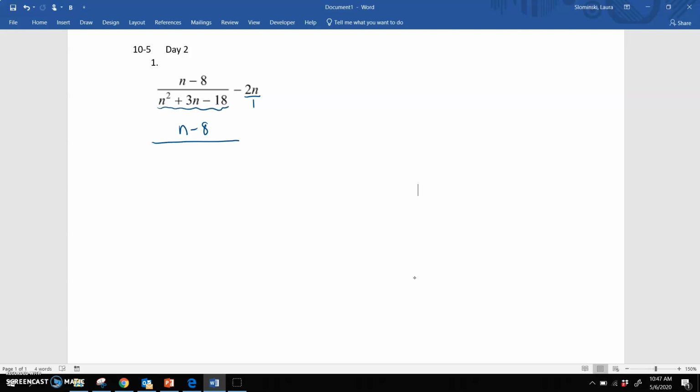Okay, so I would start by factoring n squared plus 3n minus 18. Could use the X box if I need to, but you should have gotten n plus 6 times n minus 3. Now when we're finding the LCD, we would then look at if anything cancels, and n minus 8 does not cancel with anything there. So I can now come up with my LCD.